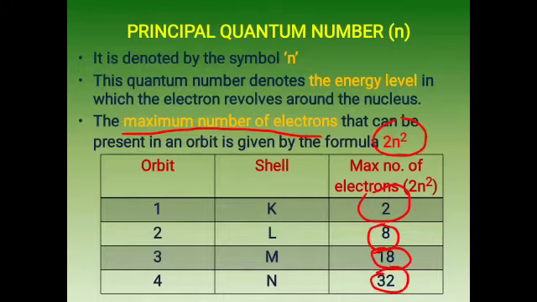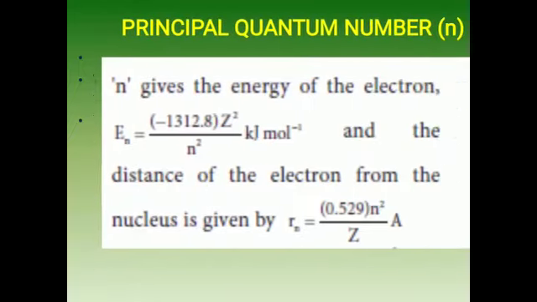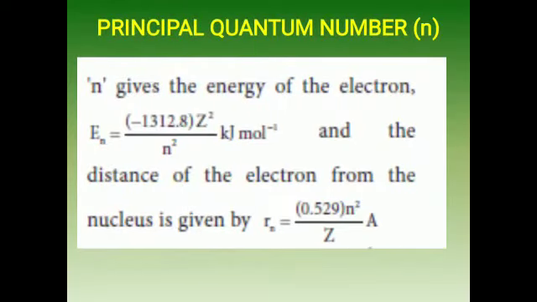So through the principal quantum number, we can identify the maximum number of electrons present in each orbit or each energy level. Here the principal quantum number is identified by the symbol n. n also gives the energy of the electron. What is the formula to calculate the energy of an electron? En is equal to minus 1312.8 into Z square by n square kilojoule per mole. Here Z is the atomic number, n is the orbit or energy level. So by knowing the energy level and atomic number for the particular element, we can calculate the energy of the electron present in the particular orbit.